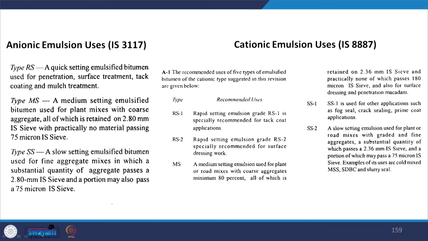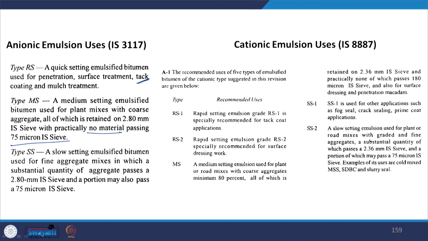So, if you see anionic emulsion, we have rapid setting. Rapid setting is a quick setting emulsion as the name suggests, and it is typically used for tack coating, alright. Talking about the medium setting emulsion, it is used for plant mixes with coarse aggregate, all of which is retained on 2.8 mm sieve, and no material is passing 75 micron sieve. So, if the particle size is higher than 2.8 mm, we can use medium setting. Or medium setting emulsion can also be used for preparing open graded mixes.